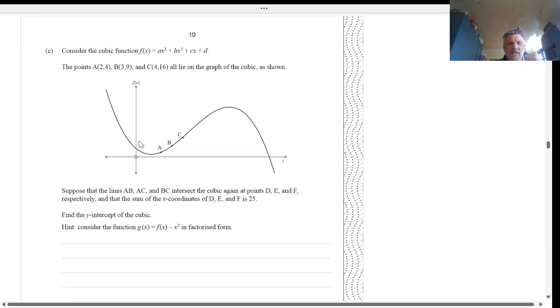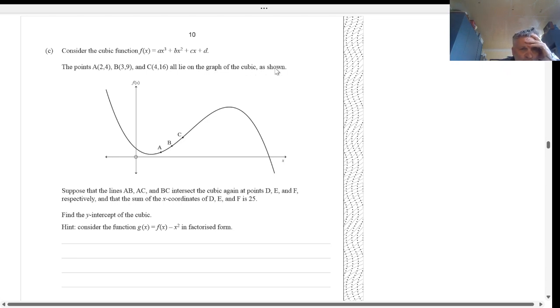Let's move on to part C. This is similar to part A in some ways. We've got a cubic, where A, B, C, D are the coefficients, and we need to find the y-intercept, which is effectively f of x when x is 0. So it appears we only need to find D, but probably we are going to have to find A, B, and C on the way.